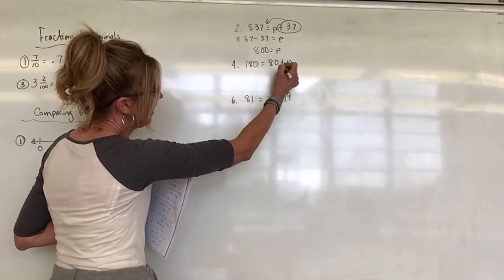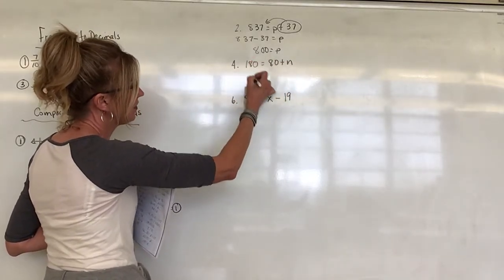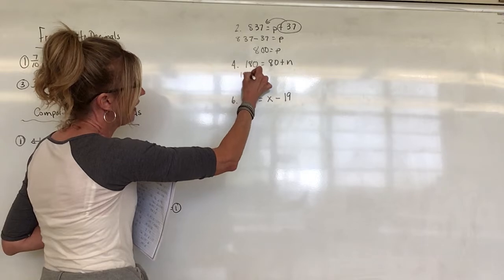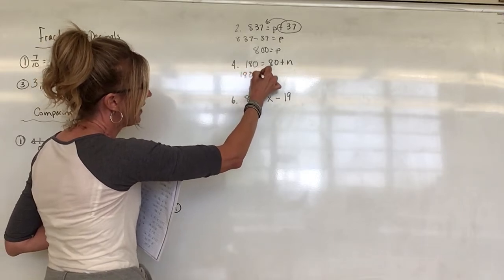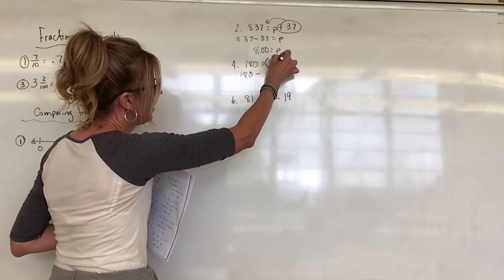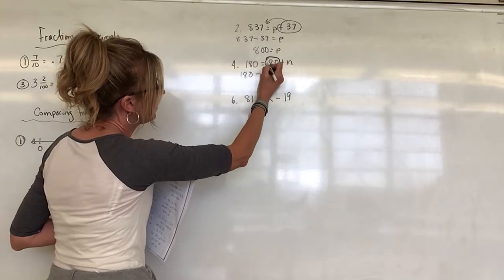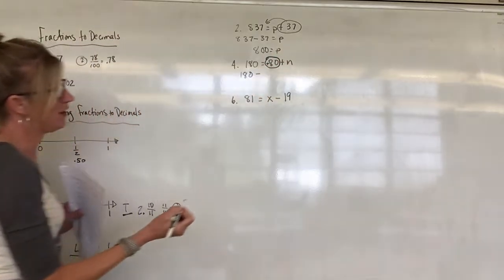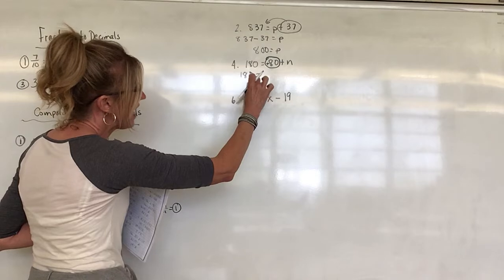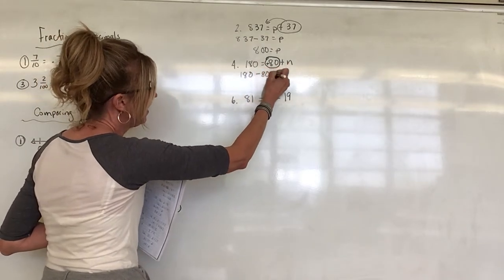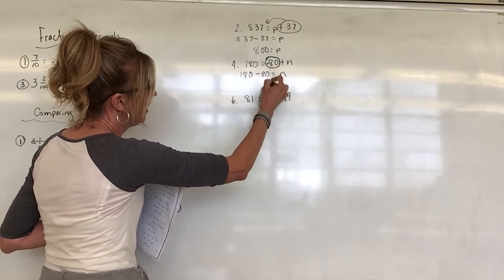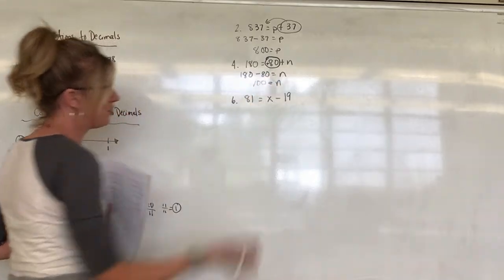Here's my variable n. I got to take this over to this side. Well, this is going to be 180 minus, because what do we see right here? We see a positive. So it's going to become a negative 80. n equals 100.